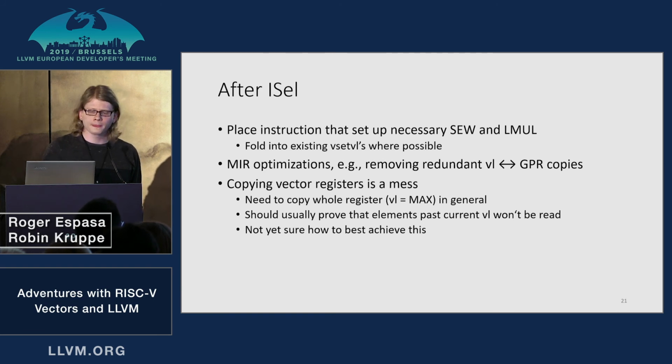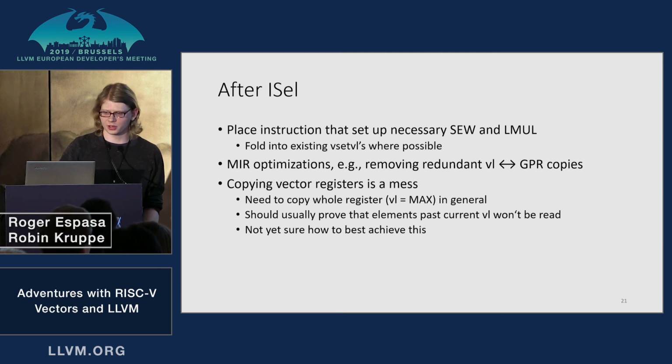Okay, should be fine. So yeah, we have a couple of other tidbits like custom machine IR passes to optimize bad code that comes out of ISel because of how VL is separate from GPRs, but nothing major. And copying vector registers is a bit of a mess right now because in general we need to copy the whole vector register. So we need to set the VL to maximum, copy the register, and then restore VL to the old value, and that's bad for code size, bad for performance, it copies too much data, and so on.